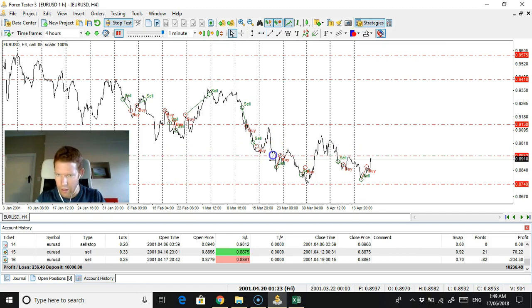All right, so I'll draw that in there. I look for a few touches, so that's 1, 2, 3. So we'll go there as well. And I look for at least 200 pips difference.